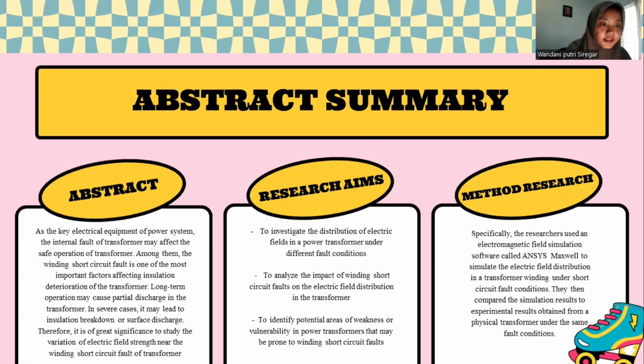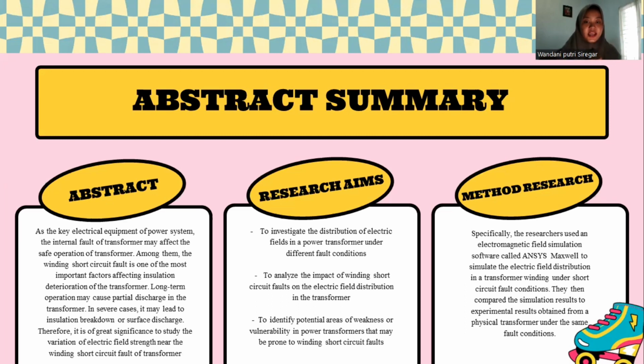Abstract. As the key electrical equipment of the power system, an internal fault in a transformer may affect its safe operation. Among them, the winding short circuit fault is one of the most important factors affecting insulation deterioration of the transformer. Long-term operation might cause partial discharge in the transformer. In severe cases, it might lead to insulation breakdown or surface discharge. Therefore, it is of great significance to study the variation of electric field strength near the winding short circuit fault of the transformer.